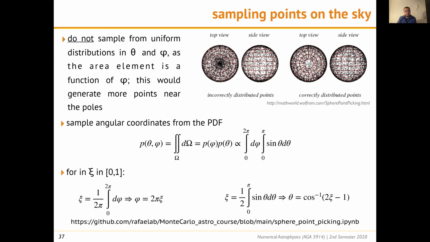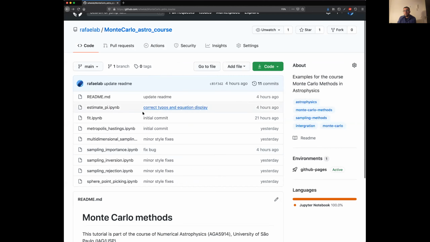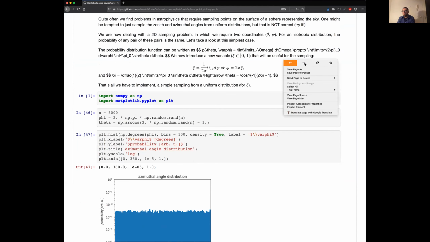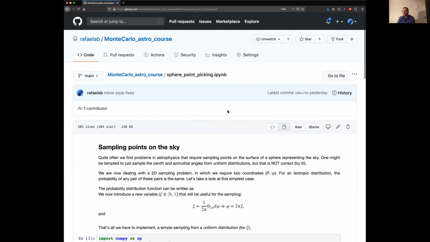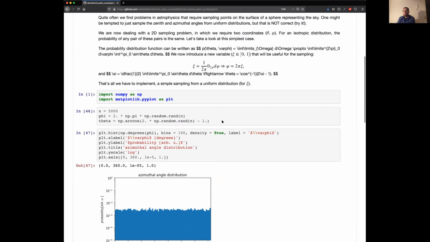I'll stop sharing the screen. Now let me share the example. I think you can see it. Sharing this screen now. This is again the GitHub. Let's take a look at this. I call this particular example sphere point picking. It's just a very trivial implementation of what we've seen there. Why is it not displaying correctly? I really don't know what's going on. I should check.